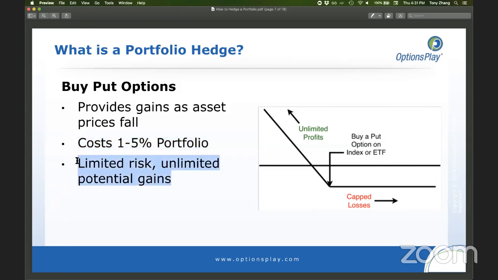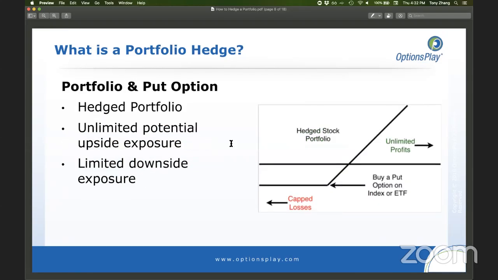And what this provides you with is limited risk, but unlimited potential gains. So if the market corrects, maybe it really falls like 2008, falls by 50%, you have unlimited upside gains on the long put, but your risk is limited to what you've paid for that put. So no matter what happens, you will never lose more than the 1 to 5% that you paid for that insurance policy. So the combination of the stock portfolio and the put option that you buy is what we call a hedged portfolio. This is your portfolio plus that put option.